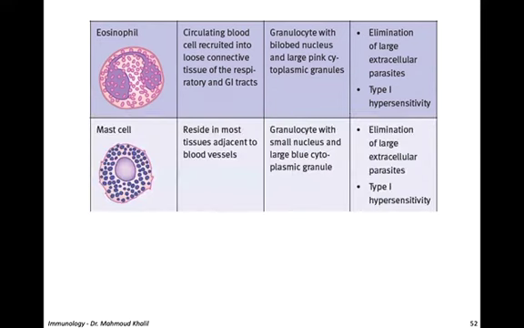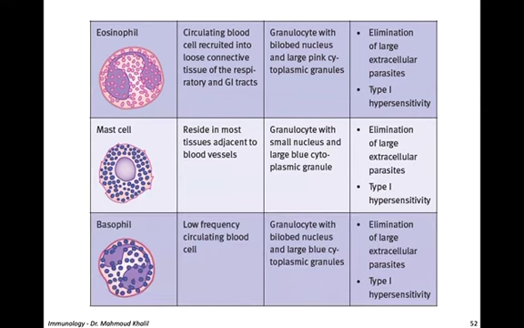For the mast cell, it resides in most of our tissues adjacent to the blood vessels. It is equipped with a lot of granules, and has a large blue cytoplasm due to the granules, and it deals with the elimination of extracellular parasites and as well activates type 1 hypersensitivity. For the basophil, it has low frequency in circulating blood, and it has a lot of granules as well, a large bilobed nucleus, and the same function as the mast cell and the eosinophil.